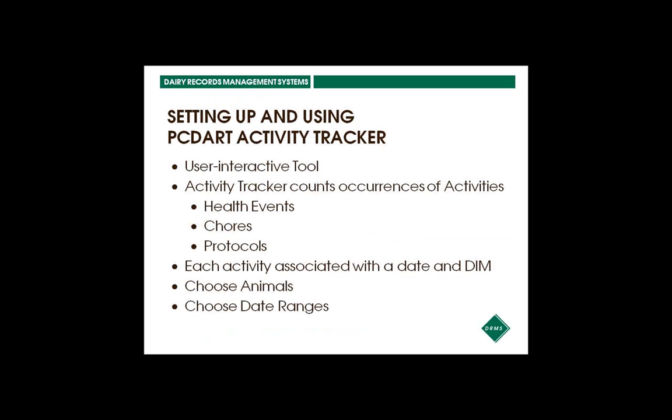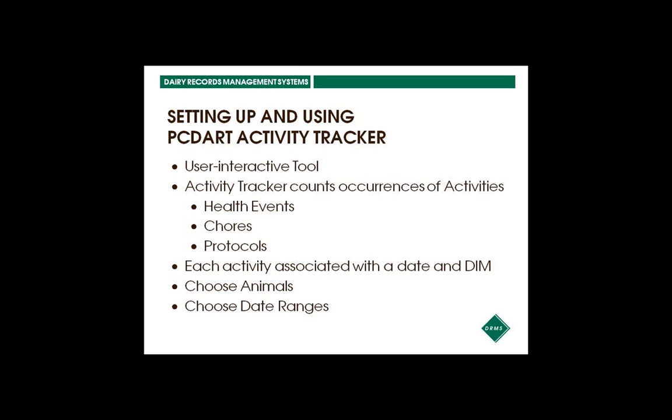Activity Tracker is simply a tool that tracks activities that happen to cows. Things like breedings, calvings, health events throughout a cow's lactation or throughout a heifer's life. Each one of these is associated with a date when the activity occurred, a days in milk for a cow, or an age for a heifer. And using these pieces of information, we simply track and count when these things happen.